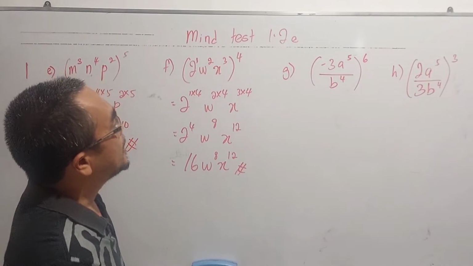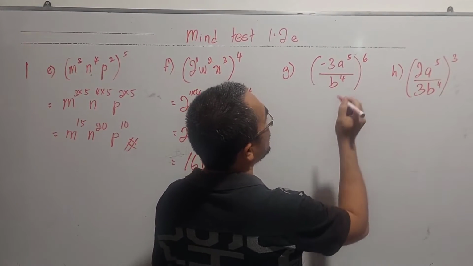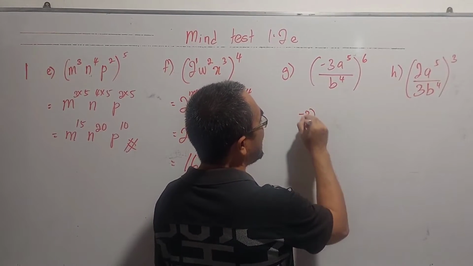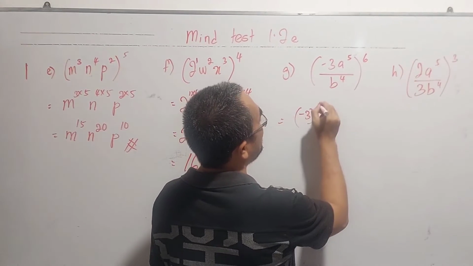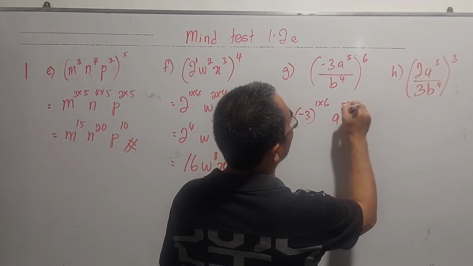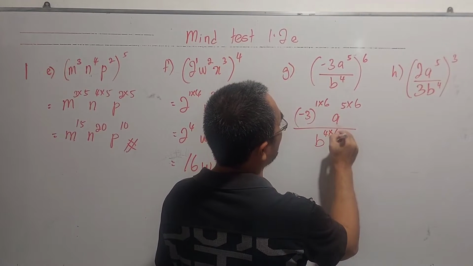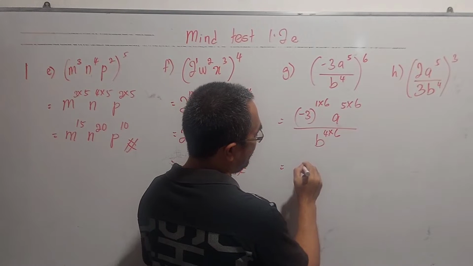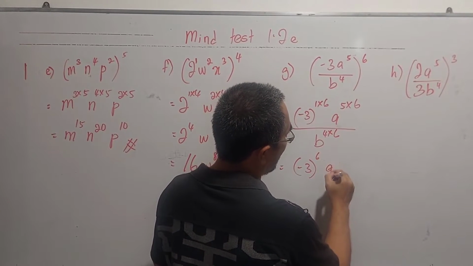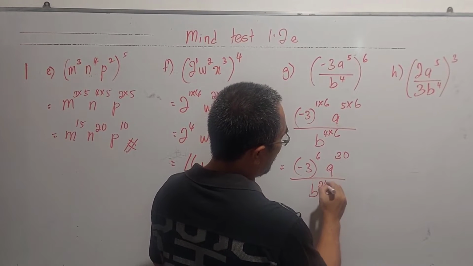Likewise for this one. What you have to understand is that in order to open a bracket, it should be negative 3 inside a bracket, to the power of 1 times 6. And A to the power of 5 times 6 over B to the power of 4 times 6. So we have negative 3 inside the bracket, to the power of 6, A to the power of 30 over B to the power of 24.